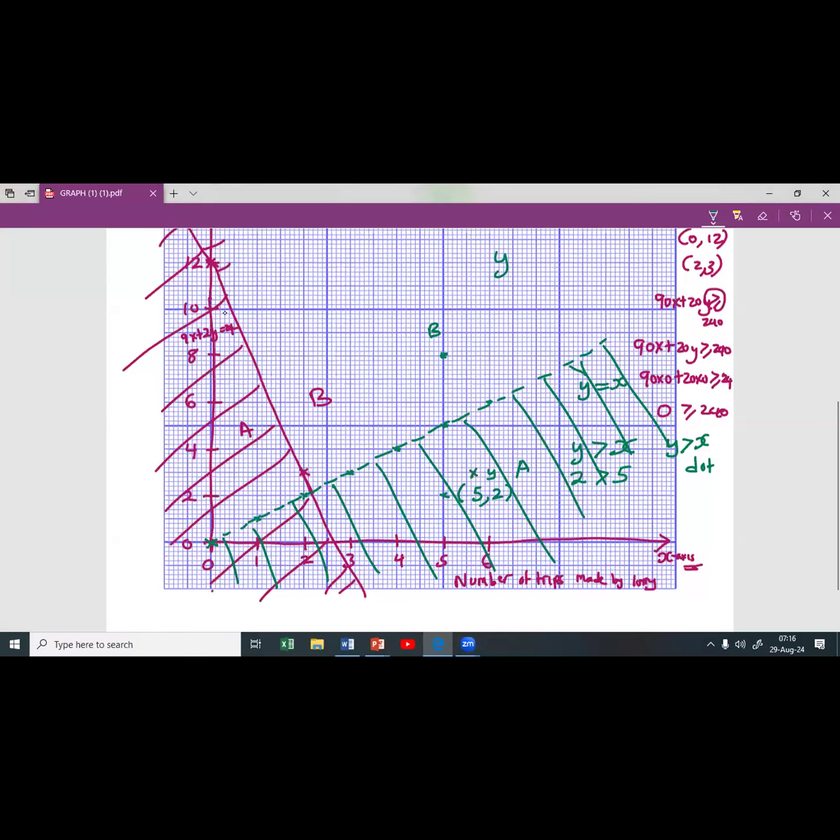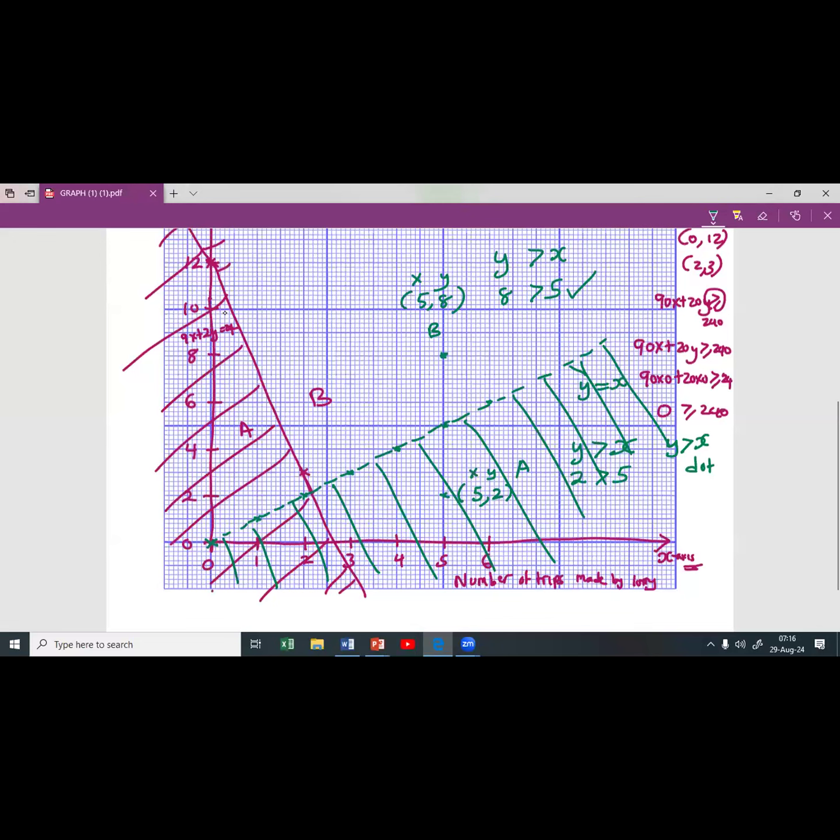Yes. So you test, you say y is greater than x. So you have chosen 5 and 8. So this is x, this is y. So I say 8 greater than 5. Then I ask myself, Daniela, is 8 greater than 5? Yes. Does it make sense? Yes. Meaning that part is the wanted region. So you shade the opposite.